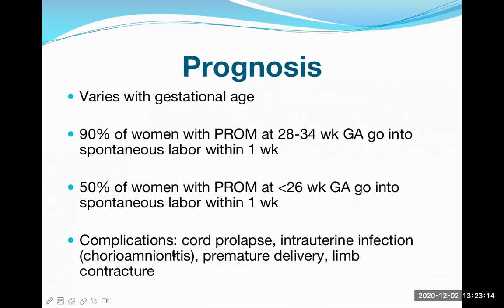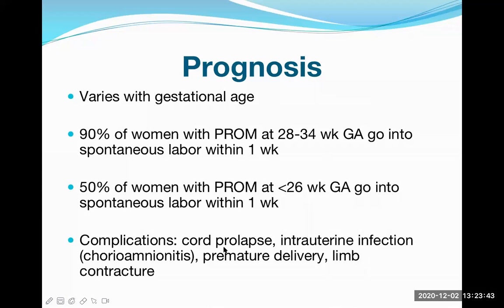And the complications of this premature rupture of membrane, though we have already talked about them in detail, the common ones are listed here once again: cord prolapse, intrauterine infection like chorioamnionitis, premature delivery, and contracture of the limb. This is called deformation because of the constant pressure by the contracting uterus on the baby. Different types of deformities or deformation may develop in the baby.